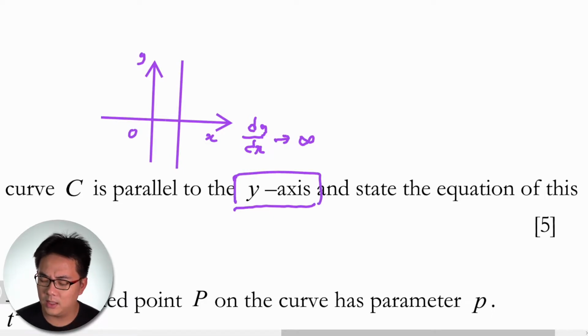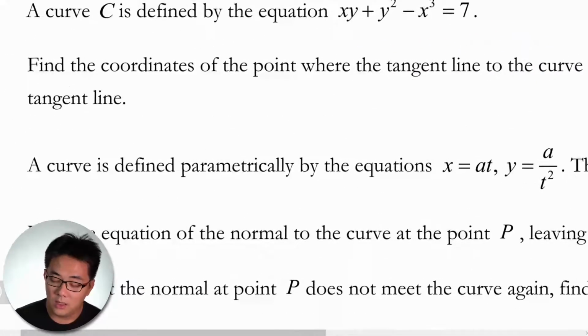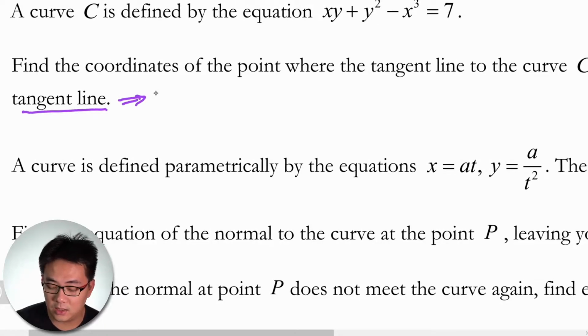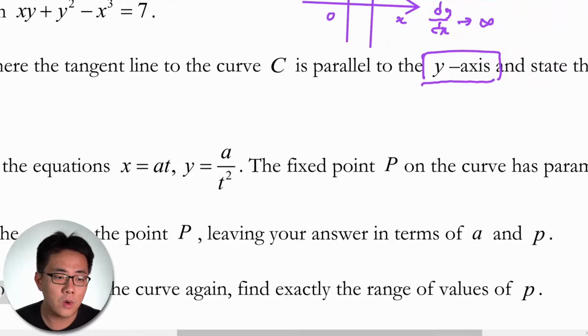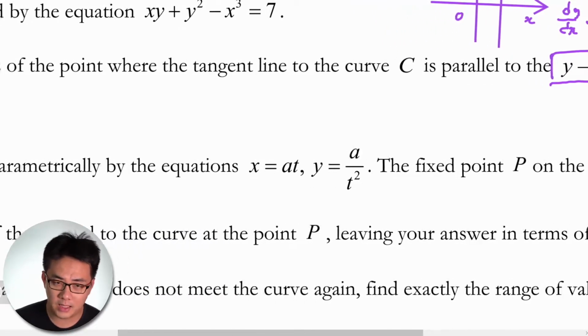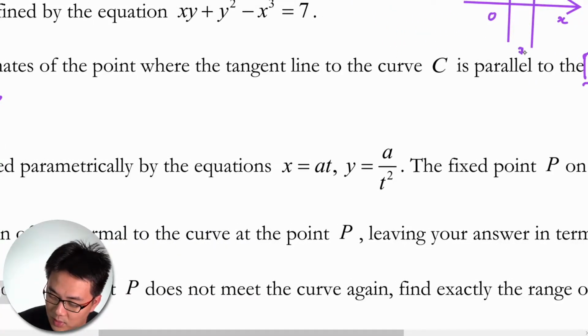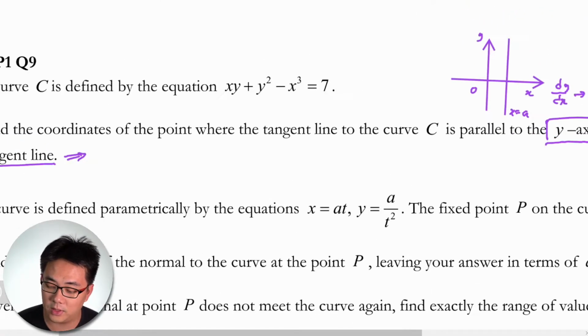Then you're asked to state the equation of this tangent line. Since it's just a vertical line, a vertical line would just mean that you're looking at x equals to something, say x equals a, or whatnot. So I think this question is pretty okay.